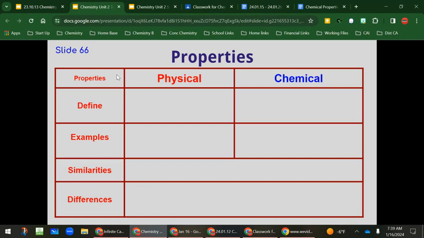All right, EISN, ladies and gentlemen, open it up and get to slide number 66. 66 in your EISN. All right, we're going to begin with defining properties. Two kinds of properties, physical and chemical.